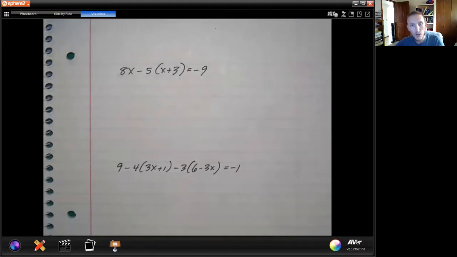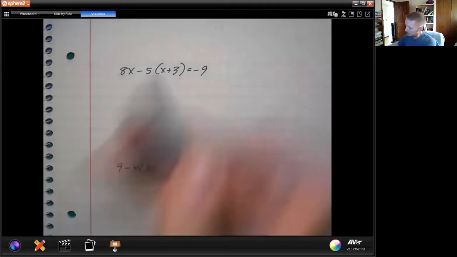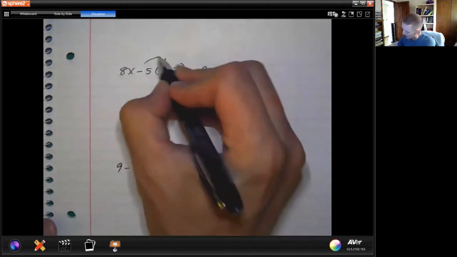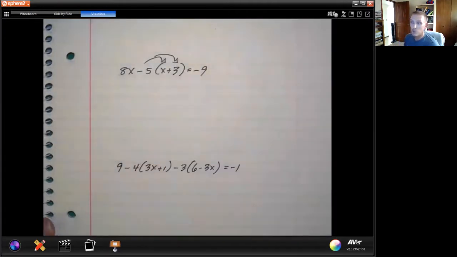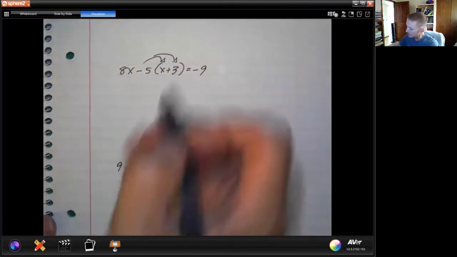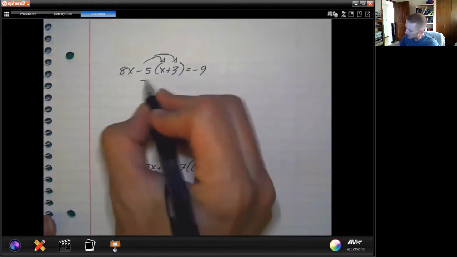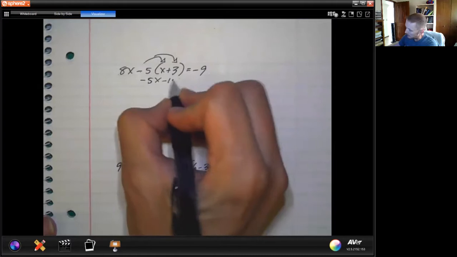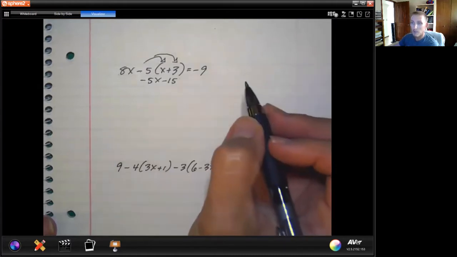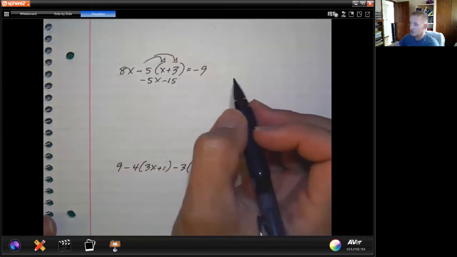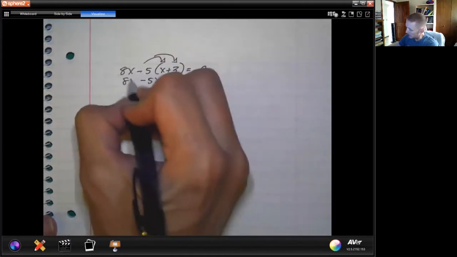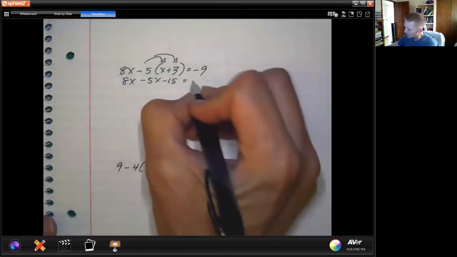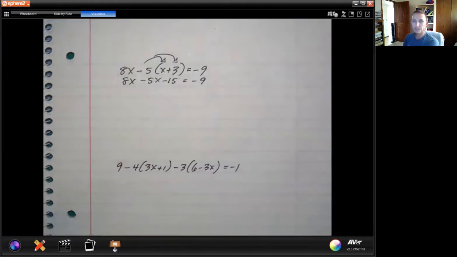Step number 1 in your notes is to get rid of parentheses. So I have a -5 that will distribute into these parentheses. Remember, the sign to the left stays attached. So -5 times x is -5x. -5 times 3 is -15. I'm going to get rid of my parentheses. Bring everything straight down. Bring down the 8x, bring down the equals, bring down the -9.